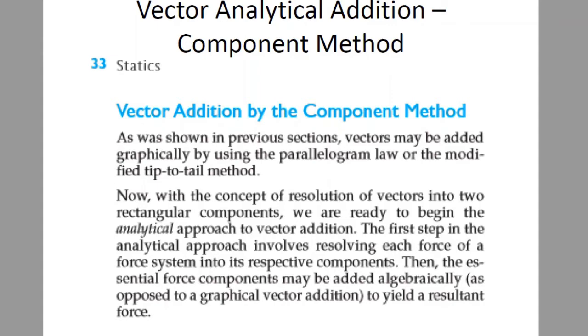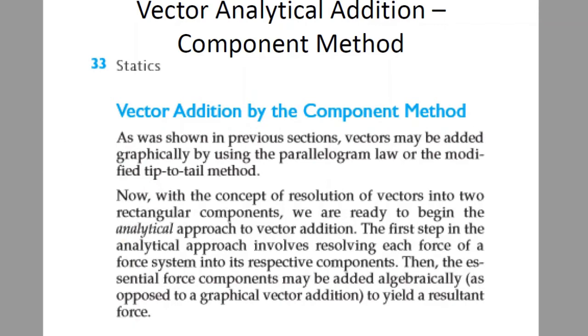Now that we know how to decompose a vector into its x and y components, let's look at how we would add vectors analytically using the component method. We will read page 33, vector addition by the component method.